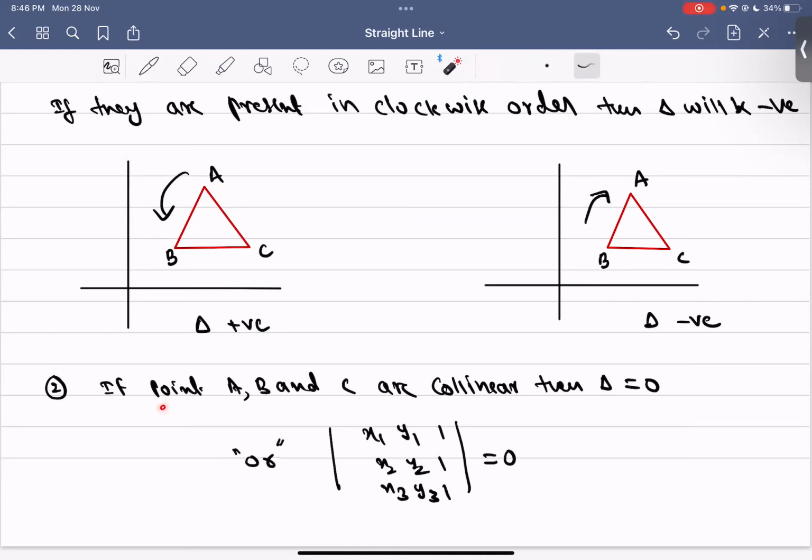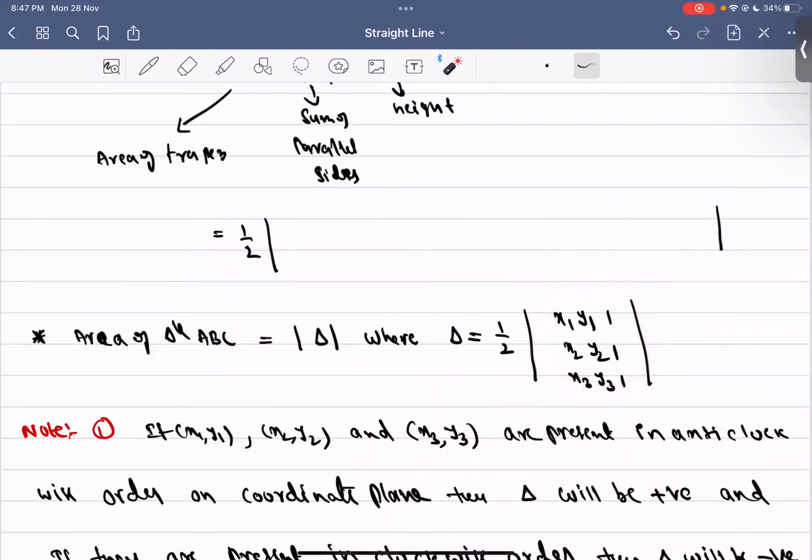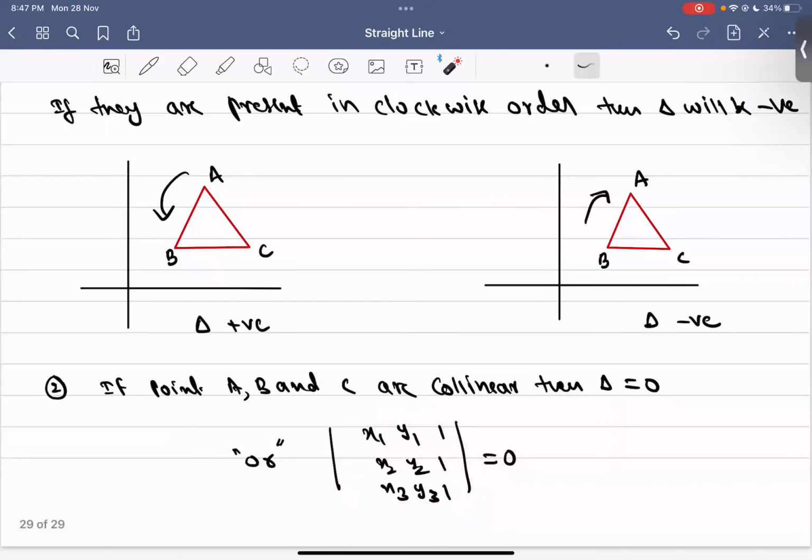Because if A, B, C are collinear, which means they lie on the same line, a triangle will not be formed. Triangle will not be formed means the area of the triangle is equal to 0. That is the reason. This is the formula for the area of the triangle. That's why if A, B, C are collinear, then this determinant becomes 0, because the determinant is related to area. You need not write 1 by 2; if this becomes 0, 1 by 2 into this anyway becomes 0.